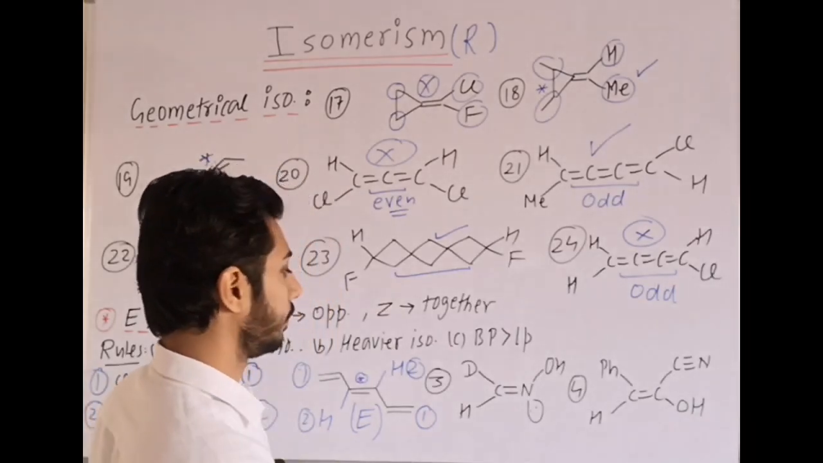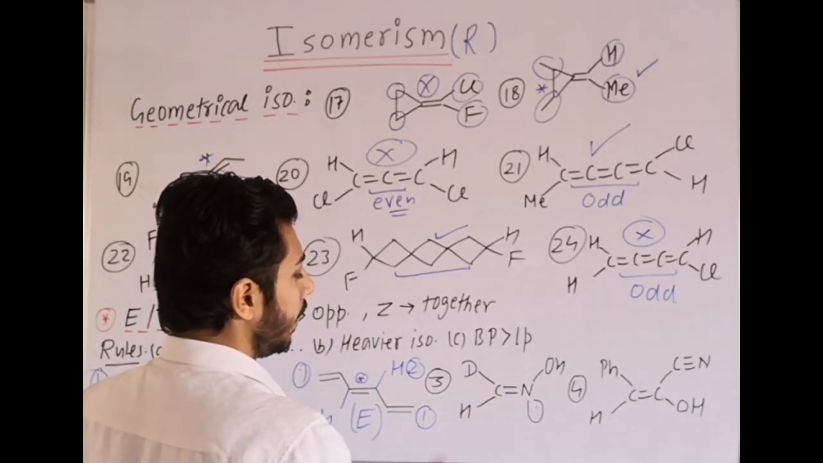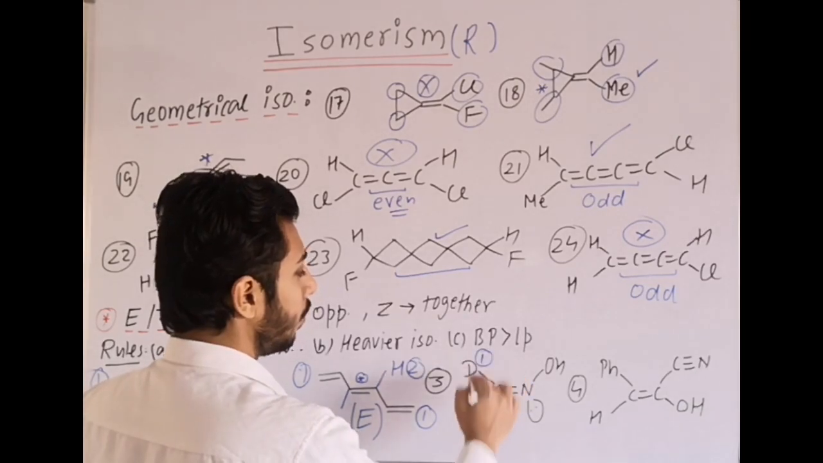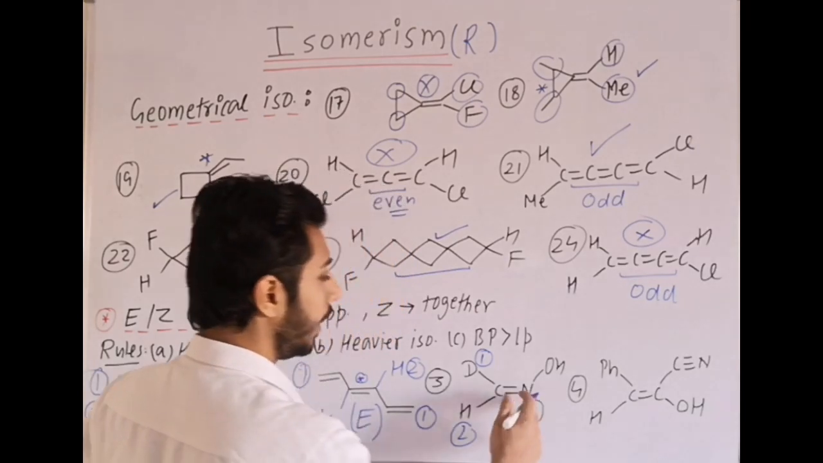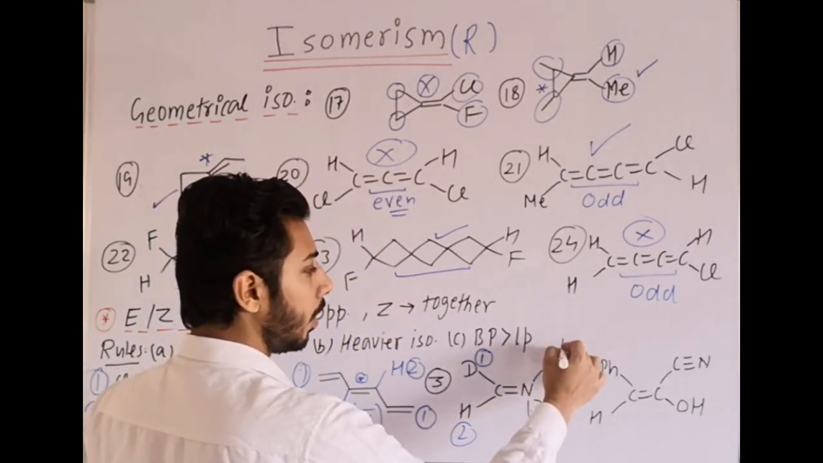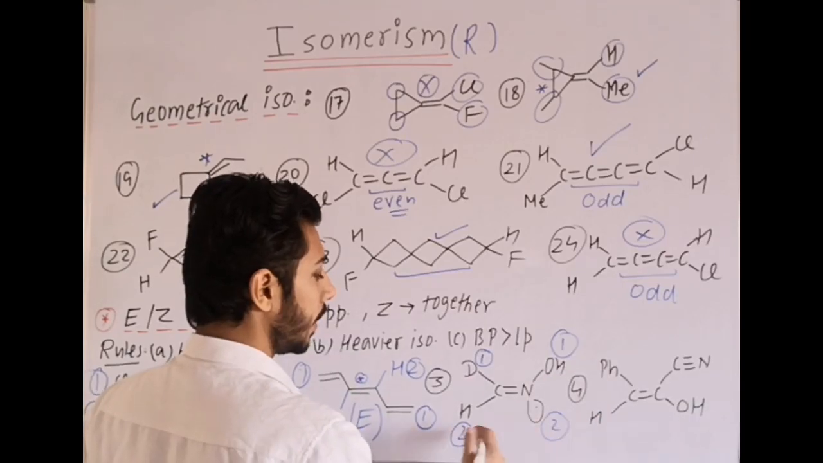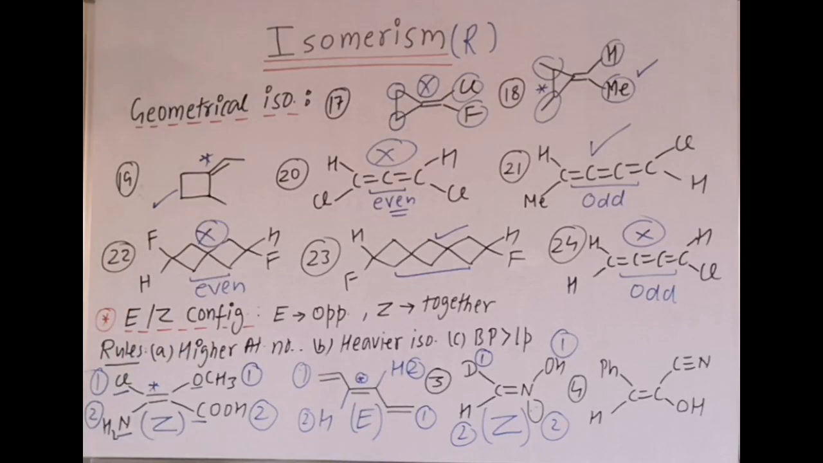Next example. Geometrical center is there. On the left side, deuterium and hydrogen. Heavier isotope will be first and then hydrogen will be second. On the right side, N, OH and lone pair. Then we consider bond pair and lone pair. Bond pair will be first, lone pair will be second. 1 and 1 on the same side, Z configuration. I hope you are getting it. You will try more examples.